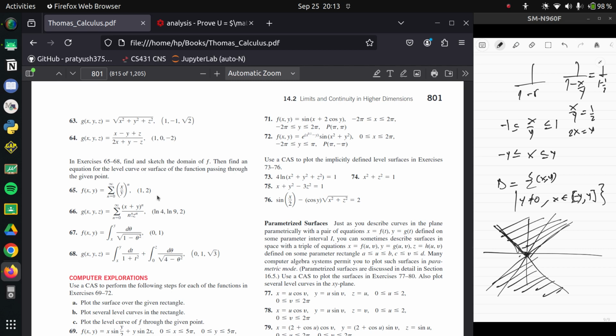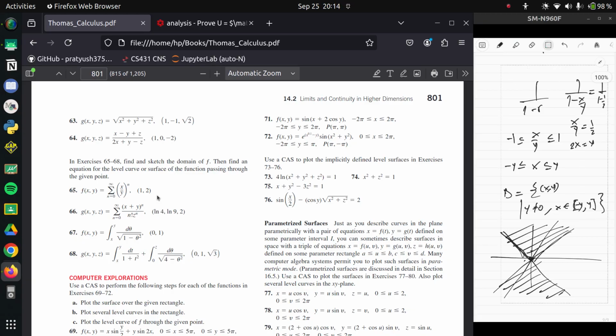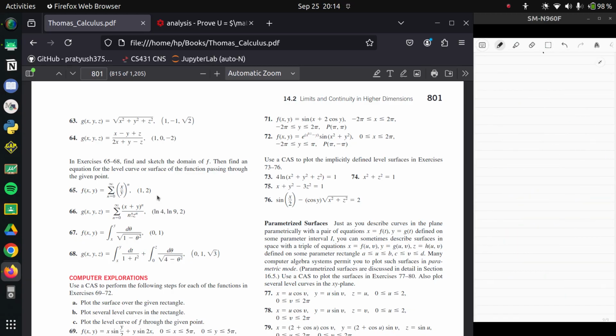Okay, next. G is this. Find an equation for the level curve. So this is just another summation. So you're just making it more complicated, that's it. Like you're not actually changing the thing. So it's ((x plus y) upon z) to the power n, times 1 upon n factorial. This is a very well known thing. It's basically the e power stuff.